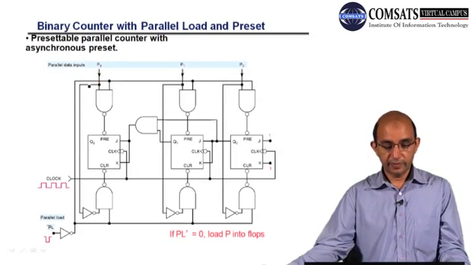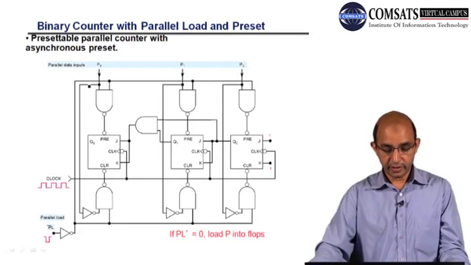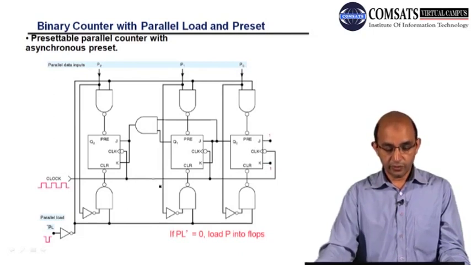or you can say the function table for this circuitry. Okay, so here we have the binary counter with parallel load and preset. You can see that we have JK flip-flops, and the JKs are 1 all the time. Here we have a single clock for all the flip-flops, and you can see the combinational circuitry. We have the parallel data P0, P1 and P2 that can be loaded.